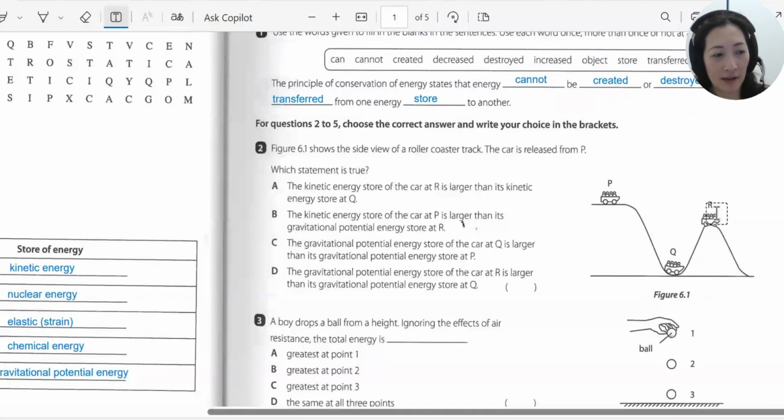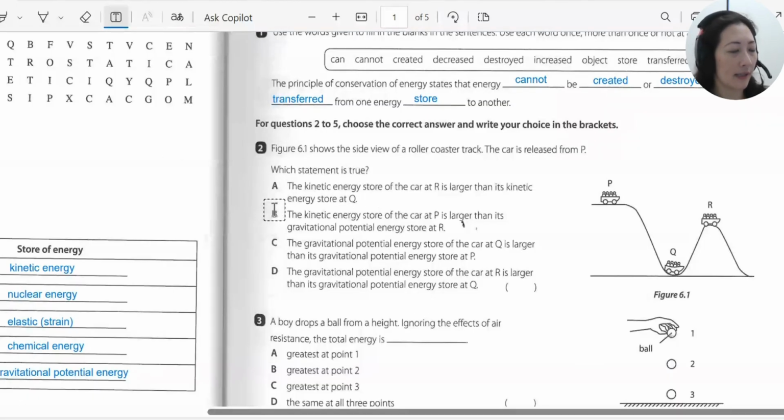But you can see R is lower than P, so it is likely that when it goes up here, it's still moving at quite a high speed, because at point R, there is a mix of gravitational potential energy as well as kinetic energy. Throughout the entire journey, remember the total energy remains the same. Of course, do take note there could potentially be energy loss, although that's not what the question asked. So anyway, let's look at question 2. Which statement is true?